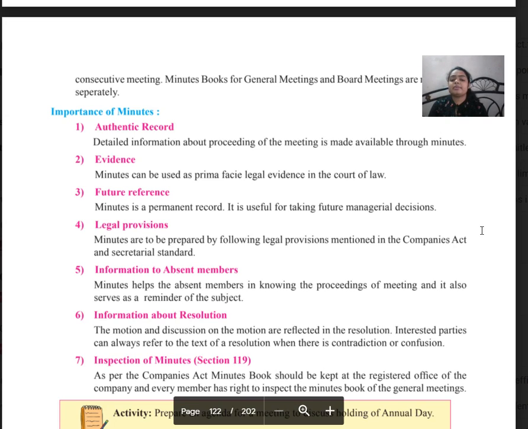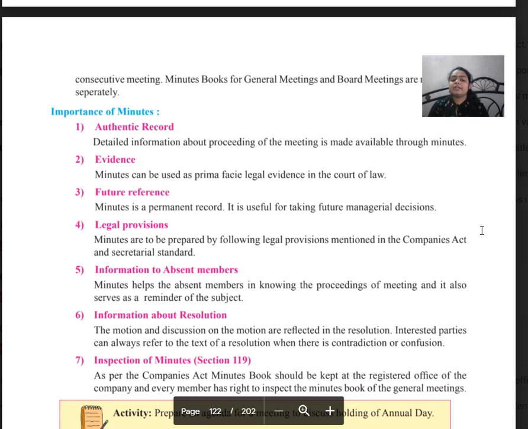Future reference: minute is a permanent record. It is useful for taking future managerial decisions. Legal provisions: minutes are to be prepared by following legal provisions mentioned in the Companies Act and Secretarial Standard. Information to absent members: minutes help the absent members in knowing the proceedings of the meeting, and also serve as a reminder of the subject. Information about resolution: the motion and discussion on the motion are reflected in the resolution. Interested parties can always refer to the text of a resolution where there is contradiction or confusion.